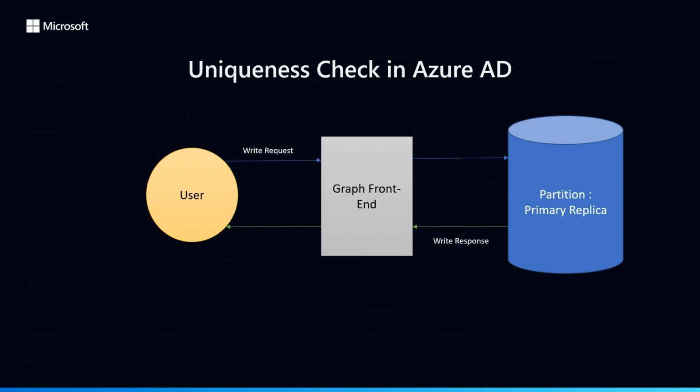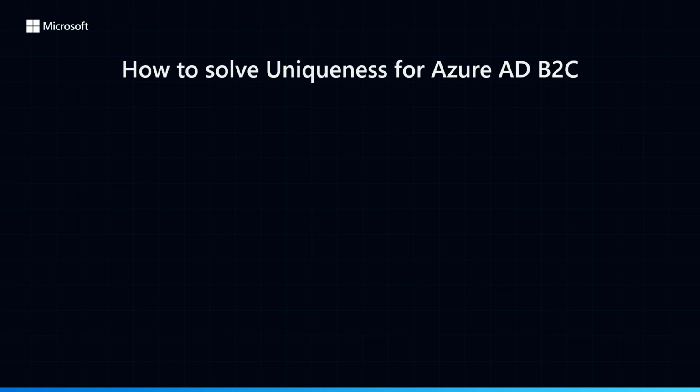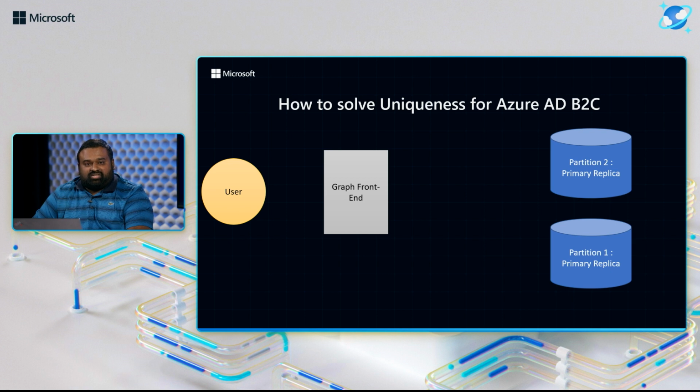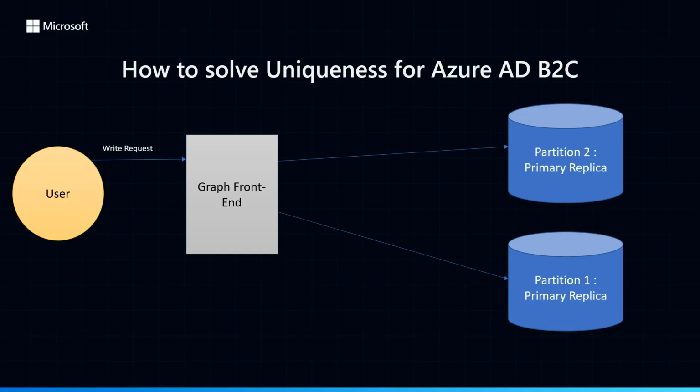Now let's see how the same case would work for Azure AD B2C. As mentioned earlier, in Azure AD B2C, the tenant spans multiple partitions. So let's say a user sends concurrent requests to the graph frontend. Now the graph frontend could send both these requests to two separate partitions. Now what would happen on both these partitions is the primary replica would do a uniqueness check for those partitions and send a response back to the graph frontend. But this response would be incorrect because it does not guarantee uniqueness across the tenant. And so the final response sent back to the user is incorrect because now the user data is violated.